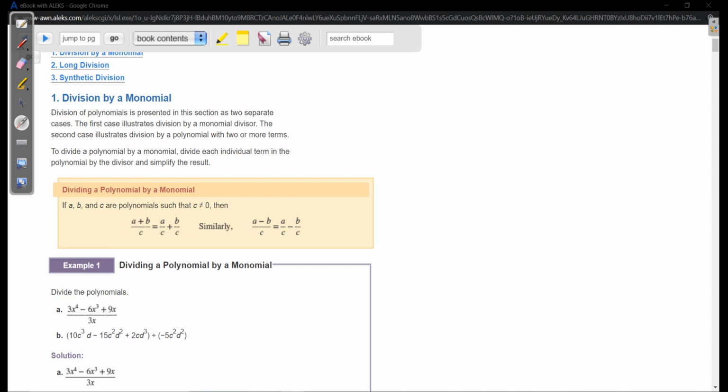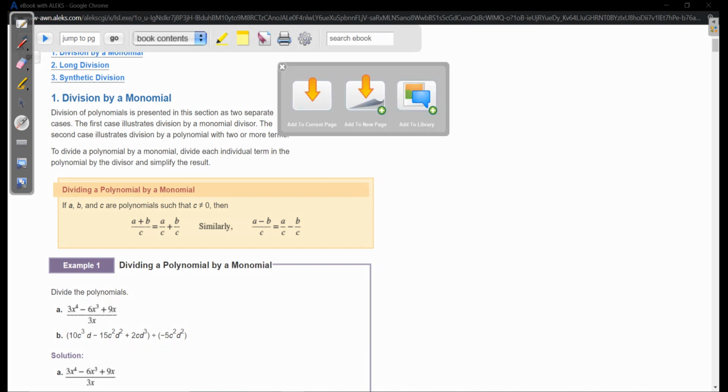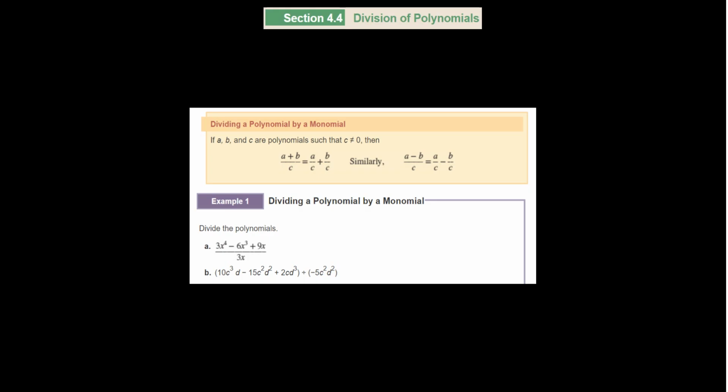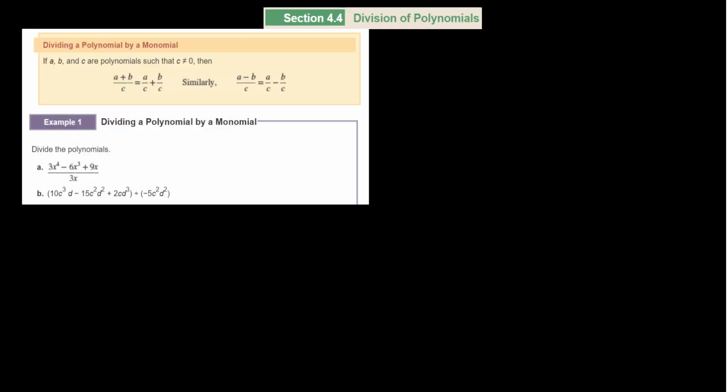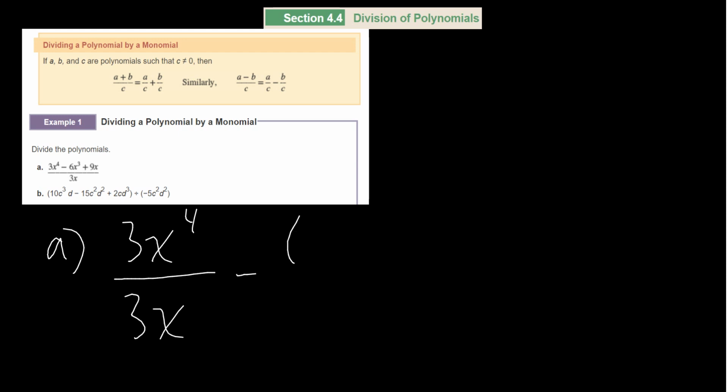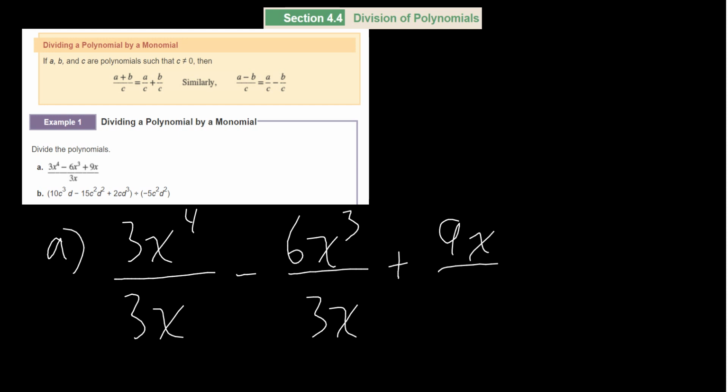So let's go ahead and put all this on the first page here. Okay, so example 1. Divide the polynomial. So we're probably just going to put a on this page and b on the next page. So for a, we can split this up into 3x to the 4th over 3x, minus 6x cubed over 3x, and then plus 9x over 3x.